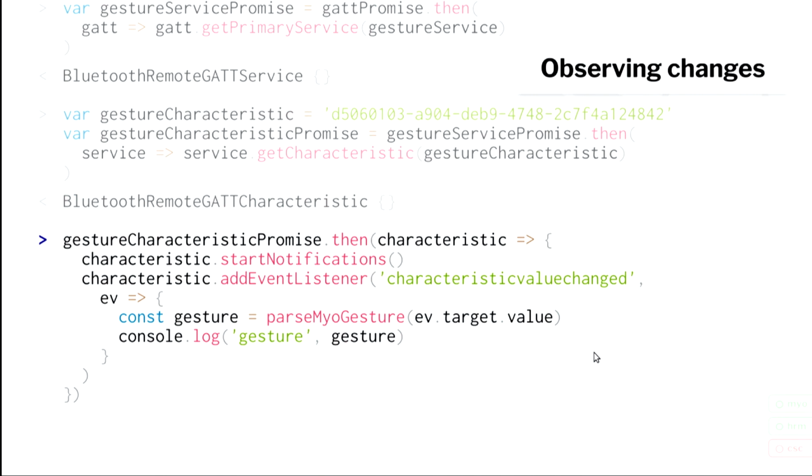Now that we have a reference to this characteristic, we need to do two things. We need to ask the device to notify us as the characteristic value changes, and then we can set up an event listener that will print out the gestures as they are received from the device. I'm calling a function here called parseMyoGesture because the data you get from these characteristics is an encoded binary. You have to decode it and interpret it into a higher level JavaScript form that's nice for us to work with. So when I press the next button and advance the slide, hopefully we should receive gestures from the device.